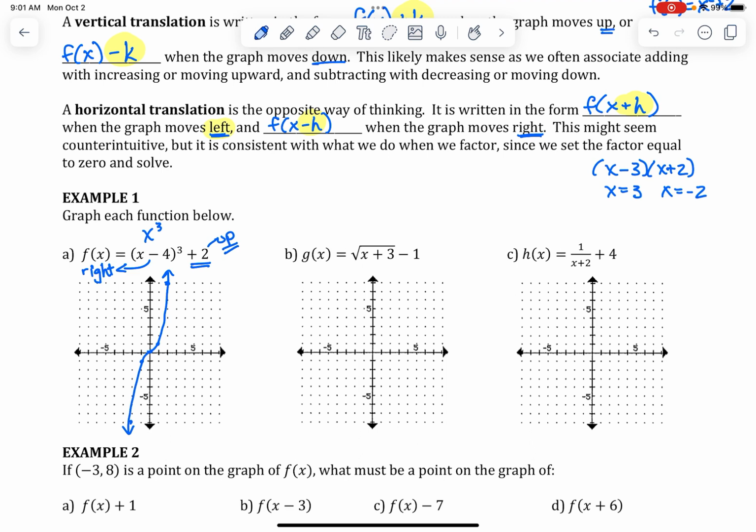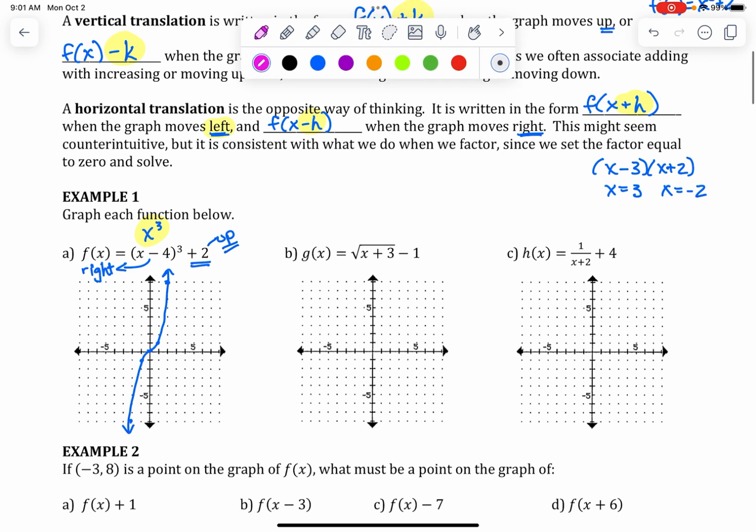So take the critical points that you use for the parent function, the x cubed, and draw the new ones accordingly. So I'm going to use a different color to make it more obvious, but we're going to take the vertex at 0, 0, if you will, move it up 2 and to the right 4, and this is the center there. And the point 1, 1, we're going to move it to 5, 3, and the point negative 1, negative 1 to 3, 1. Right?